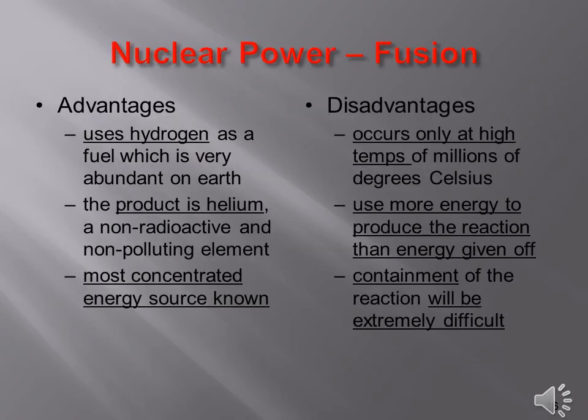Nuclear fusion has its own advantages and disadvantages in the production of electricity. The advantages: 1, it uses hydrogen as a fuel, which is very abundant on Earth. 2, the product is helium, a non-radioactive and non-polluting element. 3, it is one of the most concentrated energy sources known.